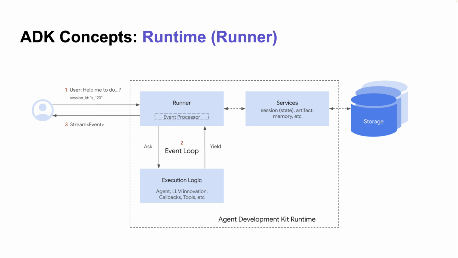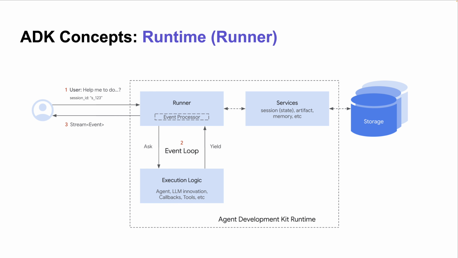Alright, one final concept. The ADK runtime is the underlying engine that powers your agent application during user interaction. This is the system that takes your defined agents, tools, and callbacks and orchestrates their execution in response to user input, managing the flow of information, state changes, and interactions with external services like LLMs or storage. So think of the runtime as the engine of your agentic application. You define the parts, and the runtime handles how they connect and run together to fulfill a user's request.